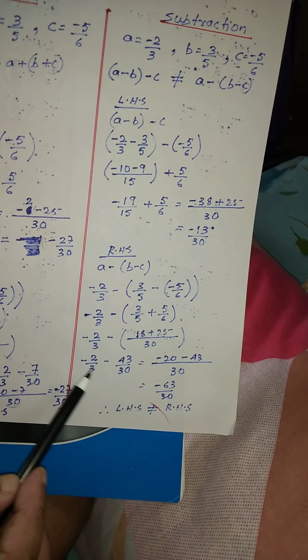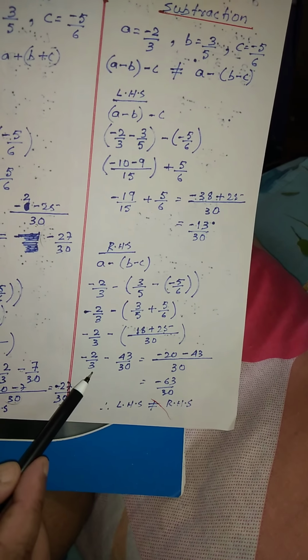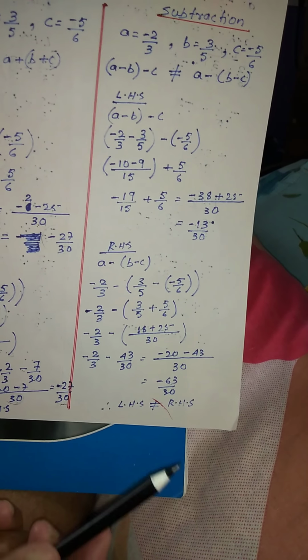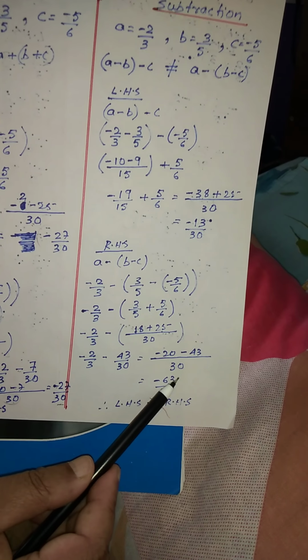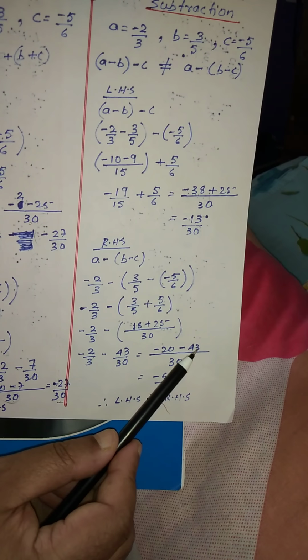43. Now finally we'll do minus 2 by 3 minus 43 by 30. So what is the LCM of 3 and 30? 30. Now when we divide 30 with 3, what is the answer? 10. So 10 into minus 2 is what? Minus 20. When we divide 30 by 30, what is the answer? 1. So 1 into 43 is 43.